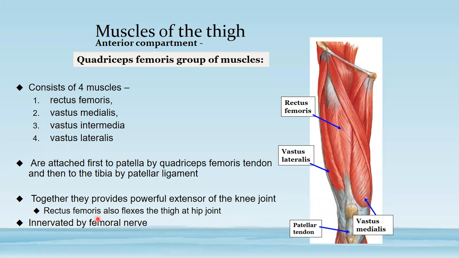Because they are powerful extensors of the knee joint, they are actually the muscles for kicking the ball if you are playing football. So the quadriceps femoris muscle is doing that action, extending the knee joint. But with the exception of the rectus femoris, it also has some function in flexing the thigh at the hip joint. All of them are innervated by the femoral nerve and supplied by the femoral artery.